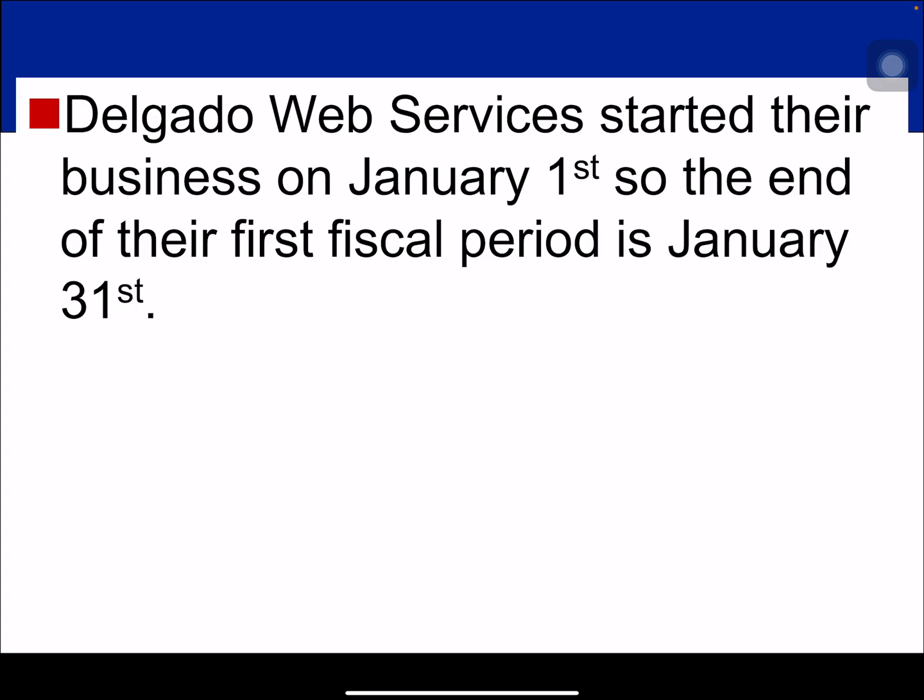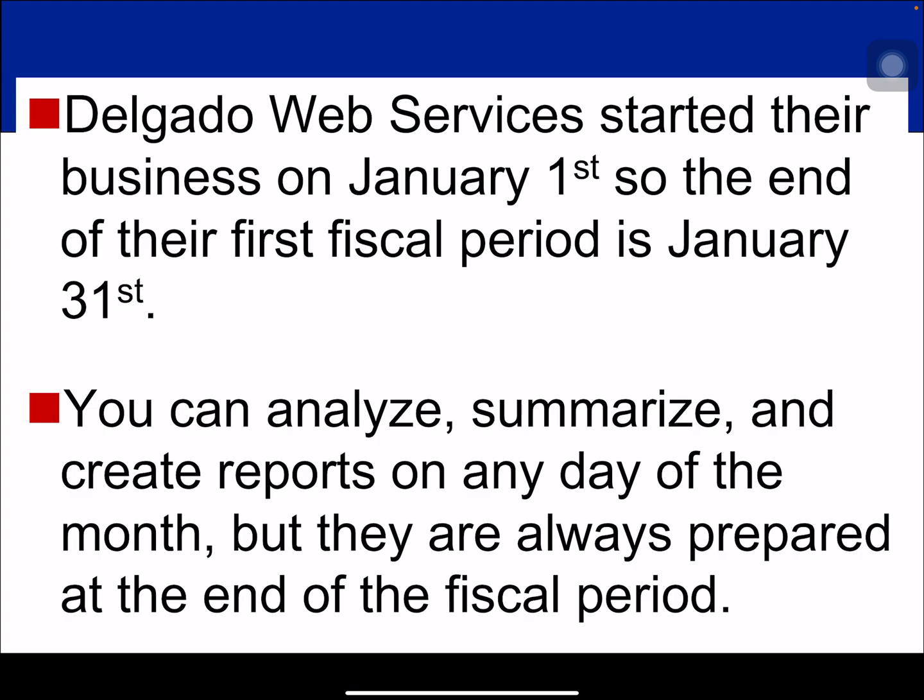Delgado Web Services started their business on January 1st, so the end of their first fiscal period is January 31st. You can analyze, summarize, and create reports on any day of the month, but they are always prepared at the end of the fiscal period. You can use a fiscal period of 3 months, 6 months, or a year, but a lot of times businesses like to use a 1 month fiscal period because they can see the changes after 1 month rather than waiting for 3 months.